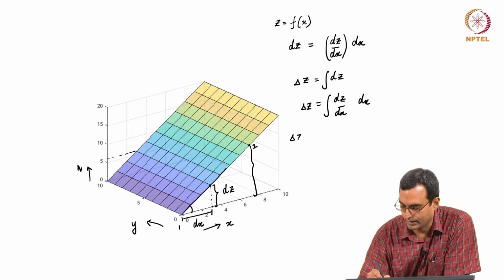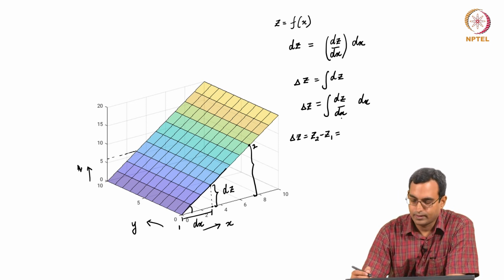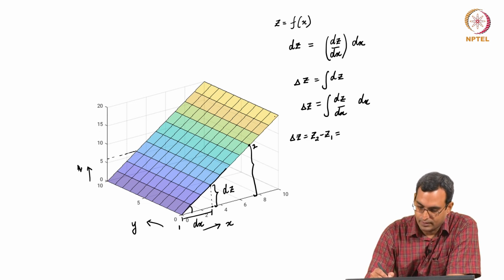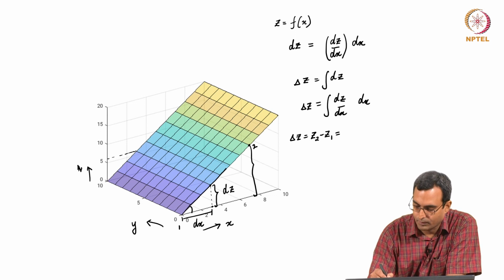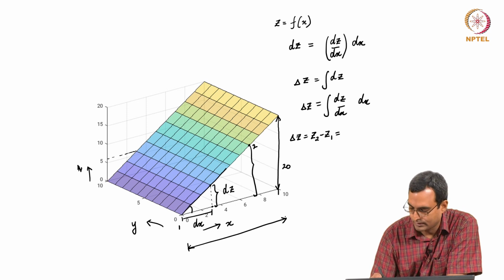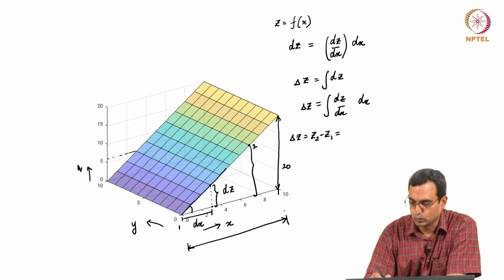Delta z is expanded as z2 minus z1. This dz by dx is a constant, we can see that. So, over here at this point dz is 20, because the top of the z plane is 20. So, at the farthest point, at this location, this height is 20 and this length is 10. So, dz by dx is 20 by 10, which is 2.